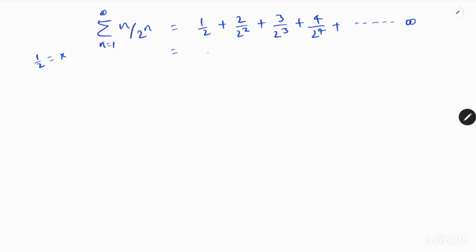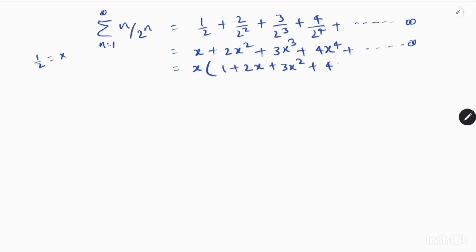Okay, so now our expression will be something like x plus 2x square plus 3x cube plus 4x to the power 4 plus till infinity. Okay, so we can have x common from this expression. So the series would be 1 plus 2x plus 3x square plus 4x cube plus till infinity.